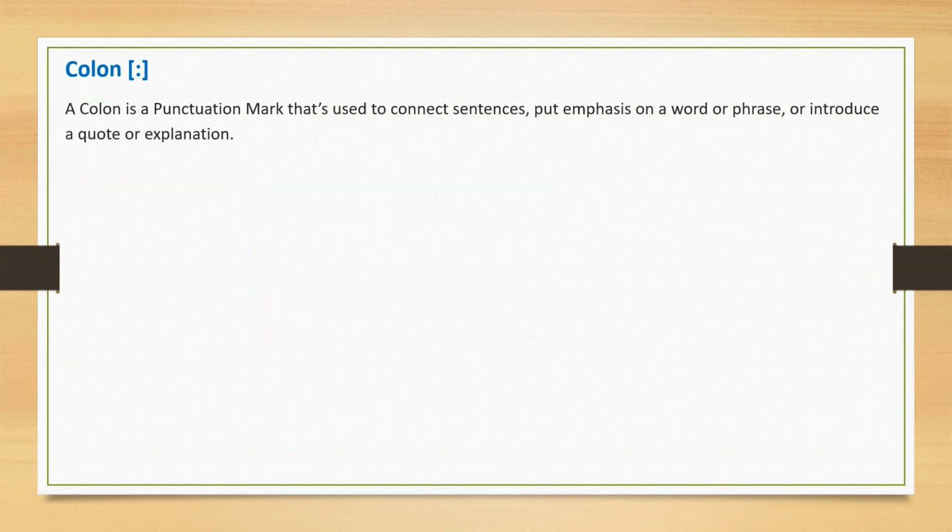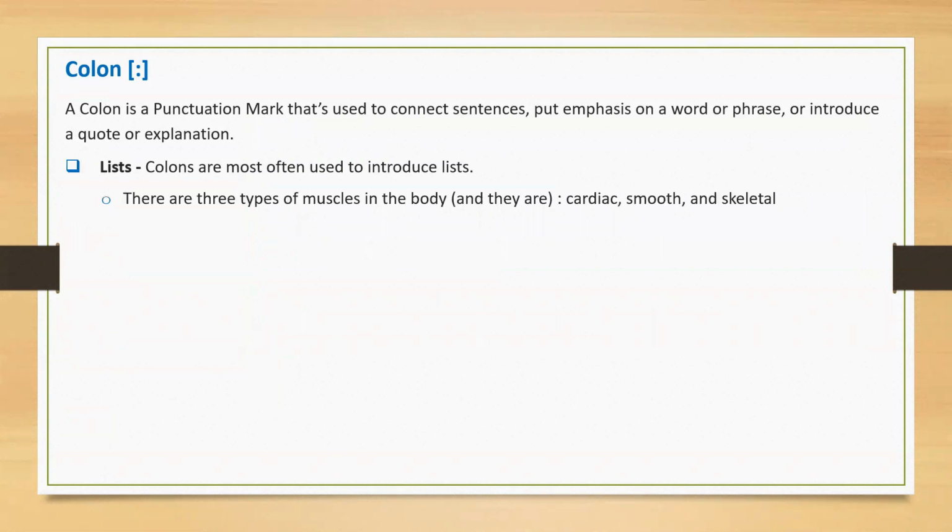Colon. A colon is a punctuation mark that is used to connect sentences, put emphasis on a word or phrase, or introduce a quote or explanation. Colons are most often used to introduce lists. There are 3 types of muscles in the body, and they are: cardiac, smooth, and skeletal. In this sentence, colon is used before introducing a list of muscles.